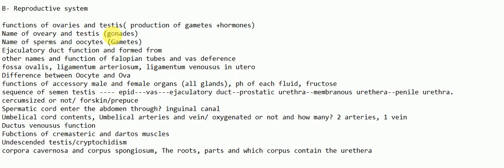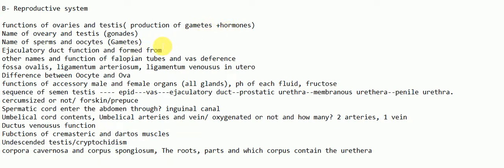For the reproductive system, we can ask you something like, generally speaking, what's the function of each part that you're labeling? Like, what's the function of the ovaries? What's the function of the testes? Ovaries and testes are called gonads, but the function is to produce gametes and hormones.